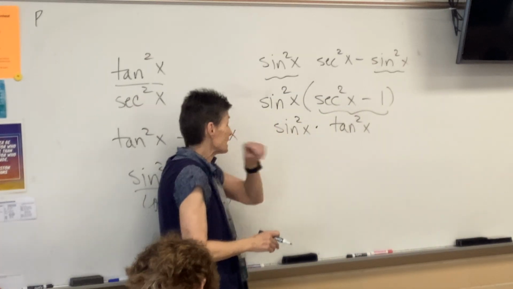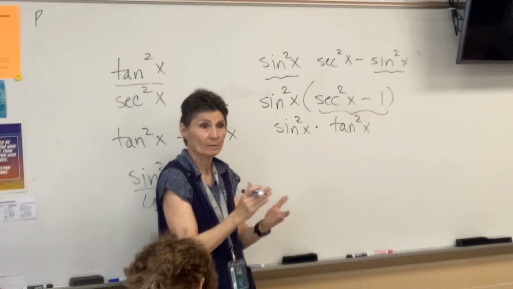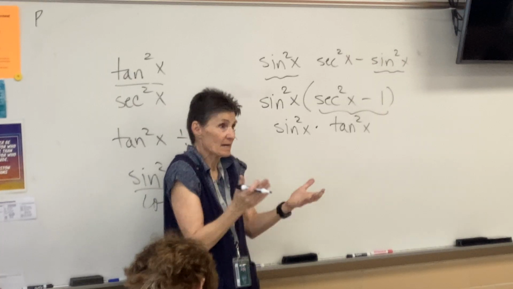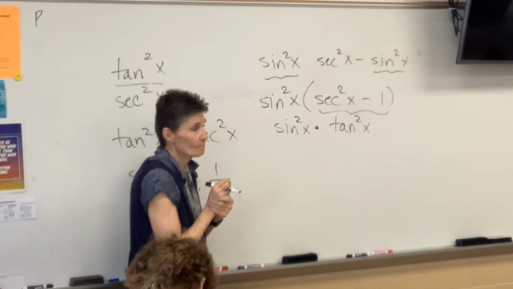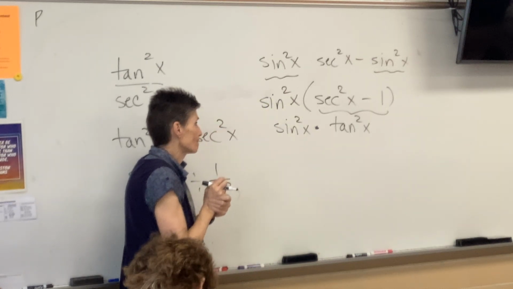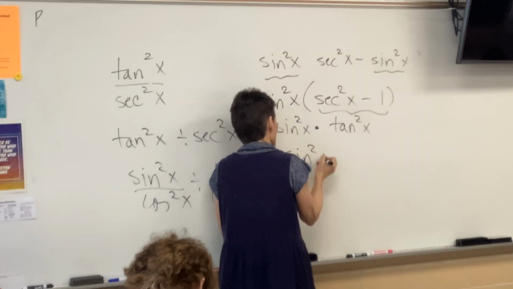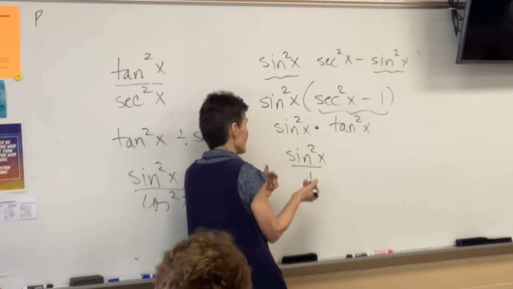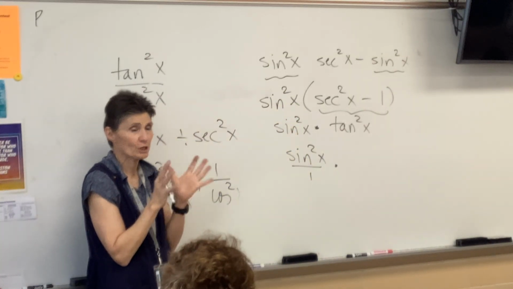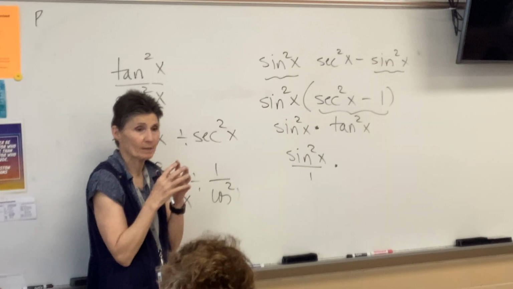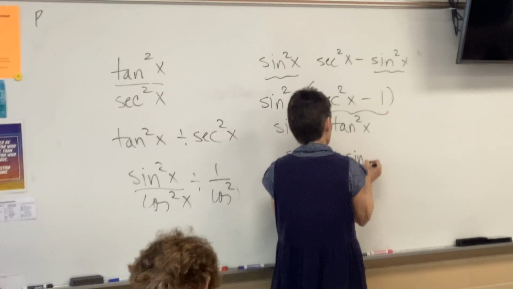So when you see a secant squared minus 1, you can automatically replace it with a tangent squared. Because that's what it is. Now, this is a times problem. This is just sine squared over 1. I can't do anything with that. What is tangent? According to your sheet, what can you do with tangent? Sine squared over cosine squared.